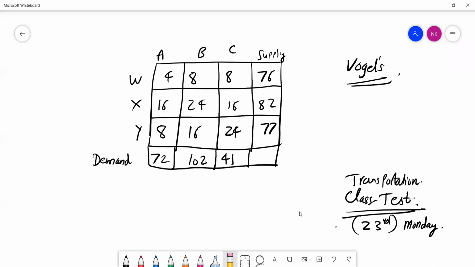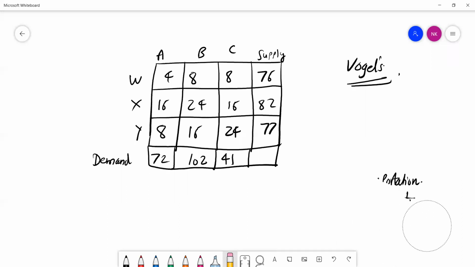So by that time, you will just solve this particular question using Vogel's approximation method.